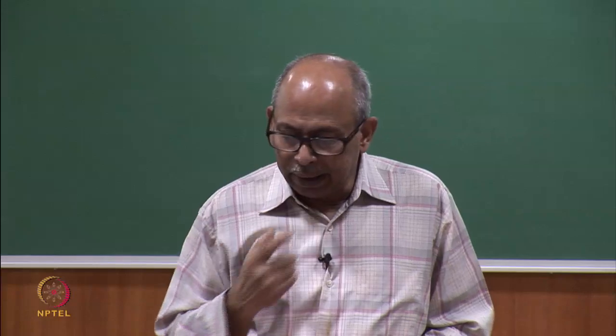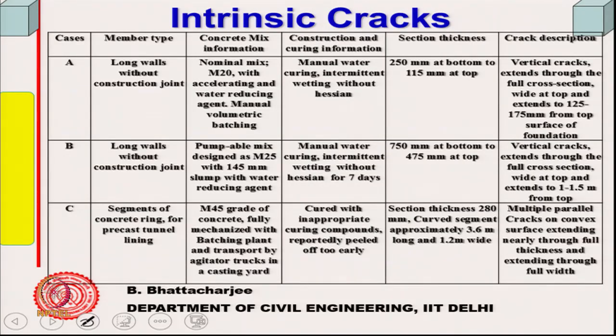Then let us look a little bit at intrinsic cracks. In case of intrinsic cracks, basically you can have cases like A, B, C. Say long walls without construction joints, nominal mix using accelerators and water reducing agent, manual volumetric batching, etc., section thickness is this much, crack description: vertical cracks extending through the full cross section. So, this is an example of a type A crack, the shrinkage type of cracks, it is 125 etc., long walls without construction joint, vertical cracks. So, this is kind of an example of intrinsic cracks. This is again shrinkage.